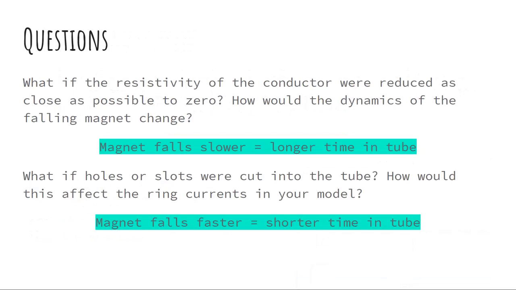If the resistivity of the aluminum was almost non-existent, the magnet would fall slower because there is a stronger current, a stronger magnetic field, and a stronger magnetic force to oppose the gravitational force on the magnet. If there were holes in the tube, it would create a situation opposite to the previous question. There would be a weaker current, a weaker magnetic field, and a weaker magnetic force.